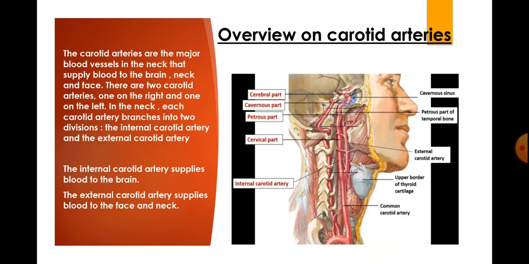Overview on carotid arteries. The carotid arteries are the major blood vessels in the neck that supply blood to the brain, neck, and face. There are two carotid arteries, one on the right and one on the left. In the neck, each carotid artery divides into two, the internal carotid artery and the external carotid artery. The internal carotid artery supplies blood to the brain. The external carotid artery supplies blood to the face and the neck.